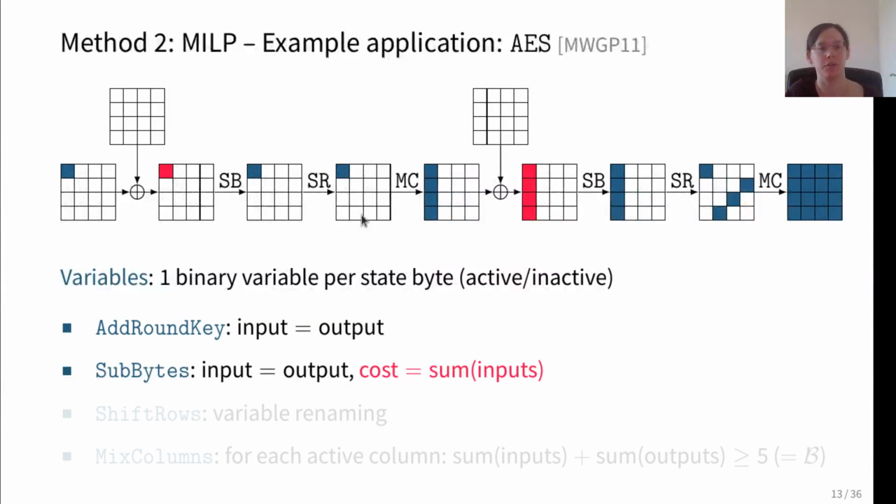So what about shift rows? Shift rows simply swaps around the position of the active bytes. It doesn't really change anything about the difference. It just changes at which position the relevant cells are. So we can do this by a simple variable renaming. Each variable here is exactly equal to some variable here, which one depends on what exactly shift rows does. But this is trivial to do.